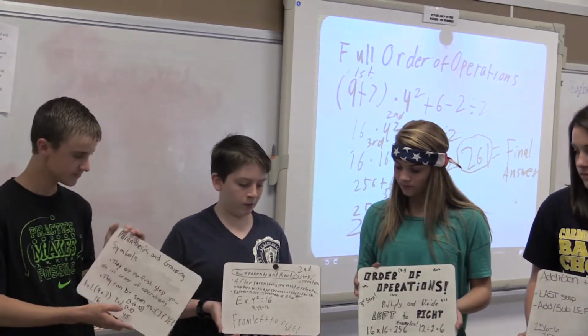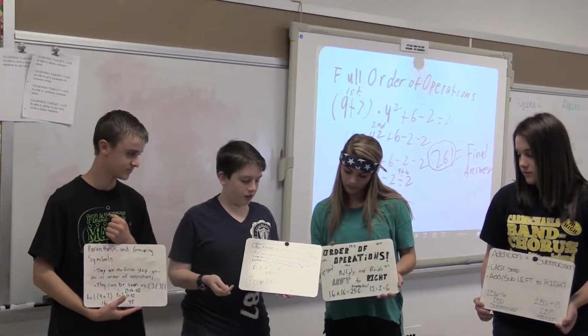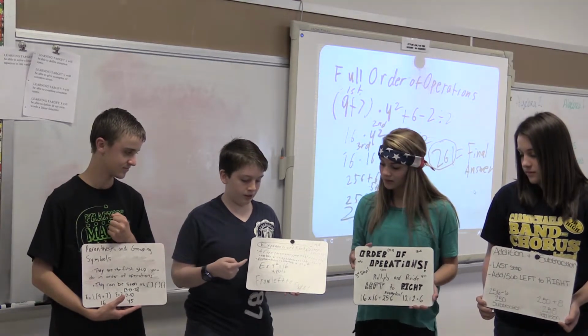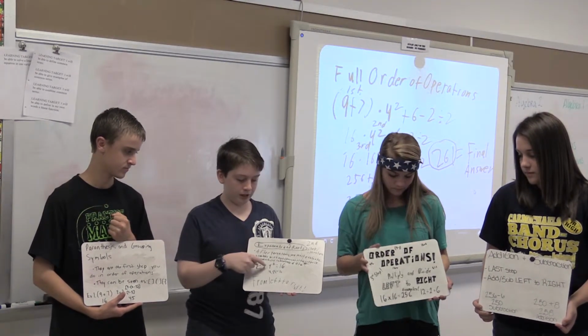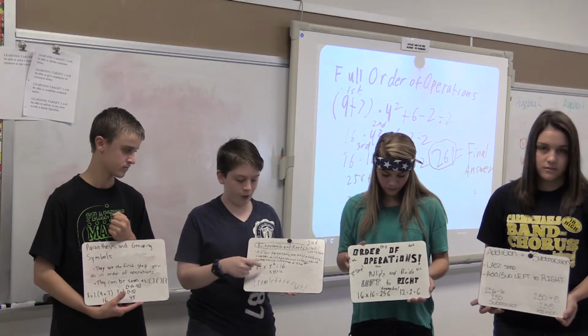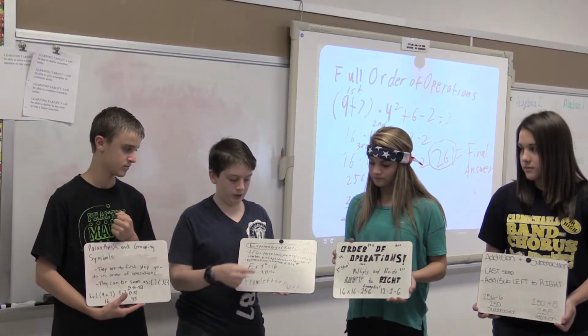The step after parentheses is exponents. You have to solve for the exponents from left to right. So if the problem is written as 4 to the second power, you would have to multiply 4 times 4 and you would get 16.